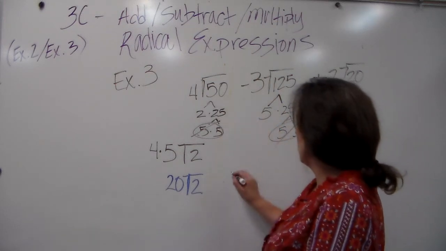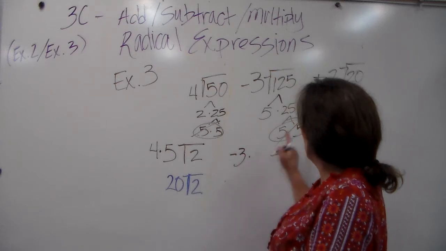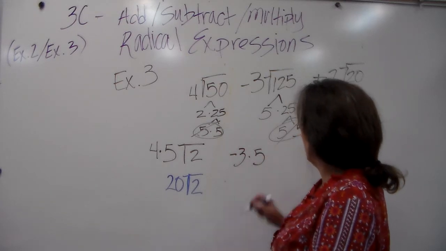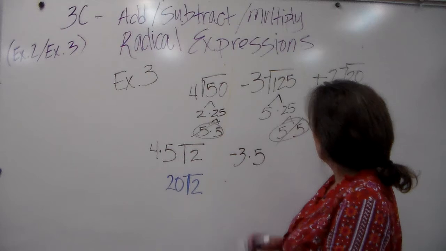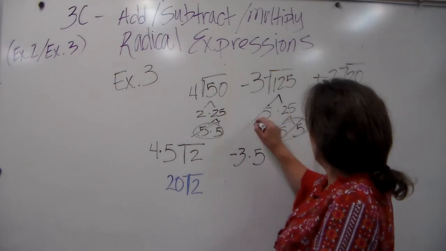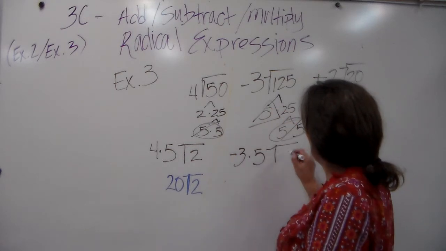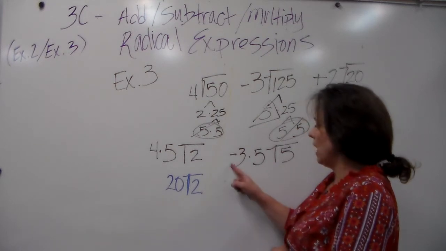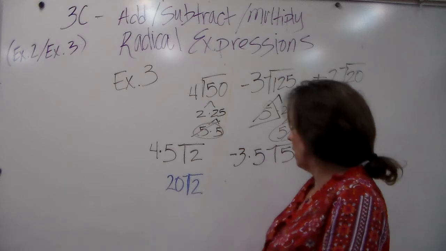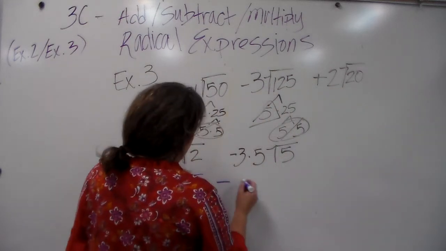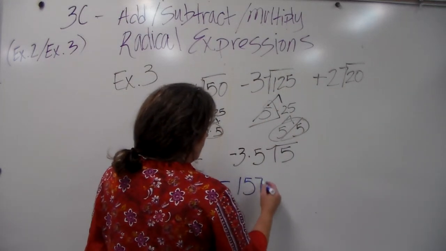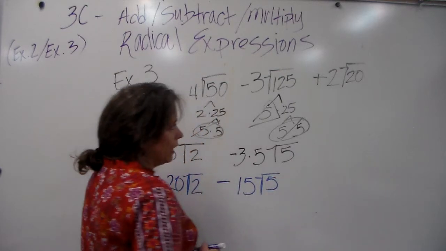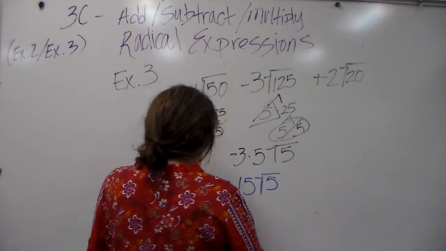We've got to bring down our -3 here. It'll multiply times that 5 that busted out. This 5 didn't have a match, so it's got to stay inside. So when we multiply our -3 times our +5, we're going to get -15 roots of 5.